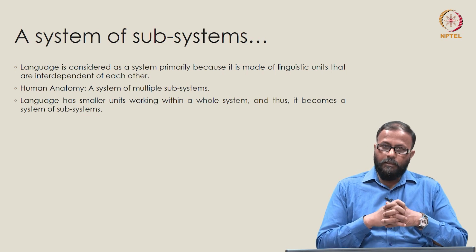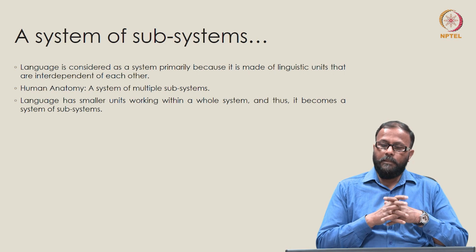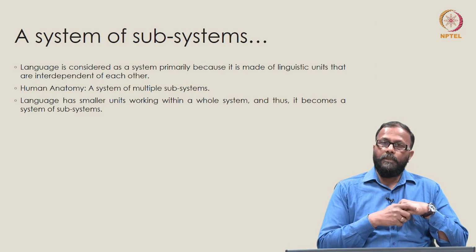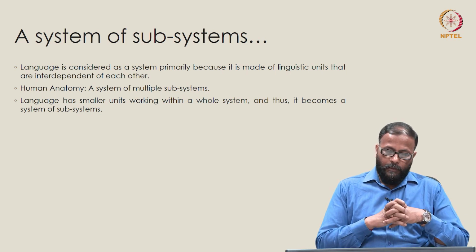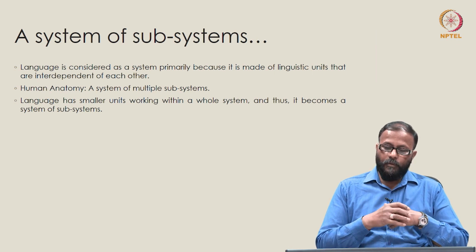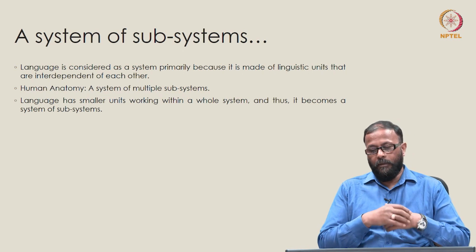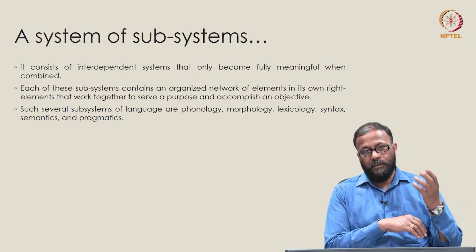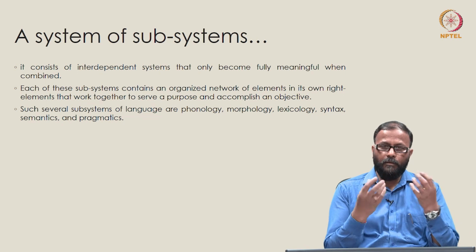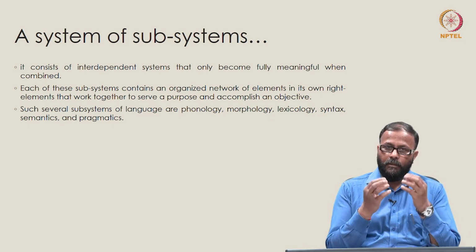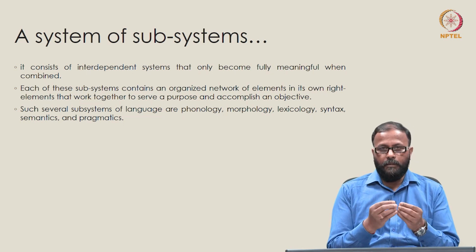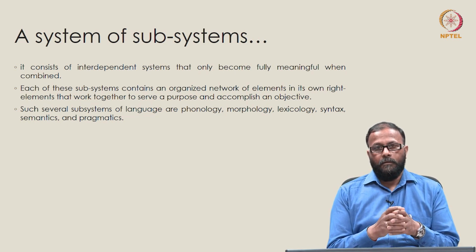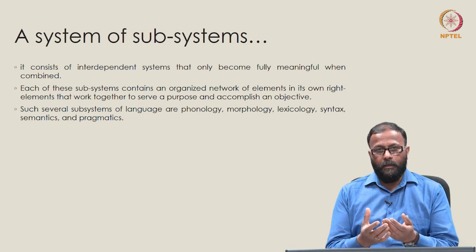So language is considered a system primarily because it is made of linguistic units or components that are interdependent of each other. They're not independent, right? Language has smaller units working within a whole system, like the human anatomy we just talked about, and it becomes a system of multiple subsystems like morphology, phonology, syntax, semantics, pragmatics, lexicology. So these are all subsystems. It is a different thing that all these subsystems are systems within their own right, but they all together interdependently work to give you the phenomenon called language, right?